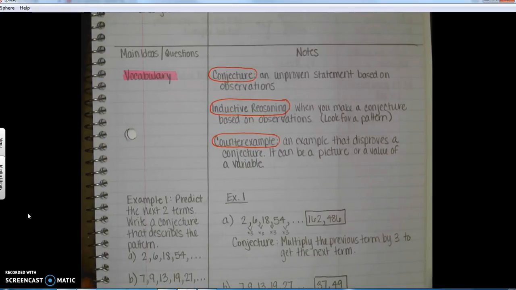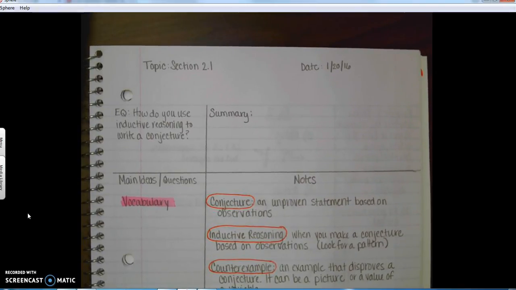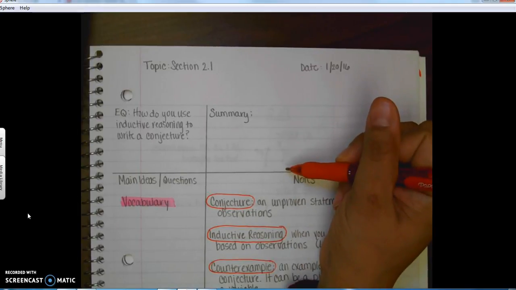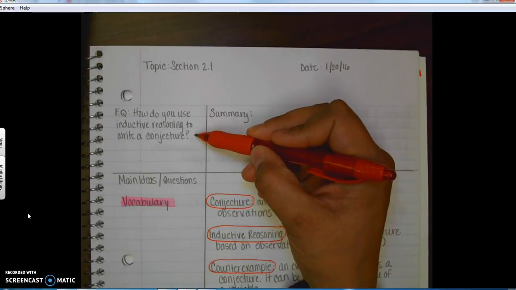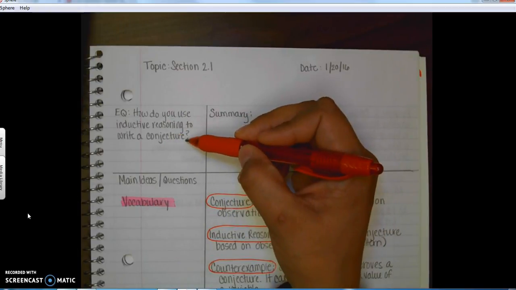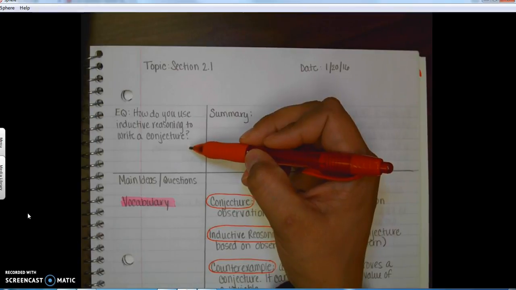Okay, so how to use inductive reasoning to write a conjecture. A possible summary that they could write, again, is not "today we learned" and then listing off everything that you learned. You're just answering this question, being very focused. And where I get these essential questions from is, these are the types of questions that they're going to have on the test. It may not be in this form, but they have to be able to answer this in maybe an example or a problem that I give them. So how do you use inductive reasoning to write a conjecture?